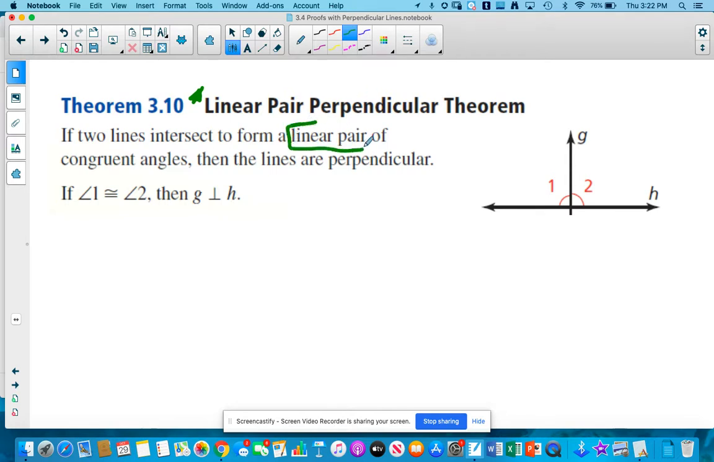So what do we know about a linear pair? Aren't they two angles that are supplementary? And we know supplementary angles add up to 180. And if your angles are congruent, that means they are exactly the same. If they are the exact same, only 90 plus 90 equals 180. So angle 1 has to be congruent to angle 2. So then G is perpendicular to H.